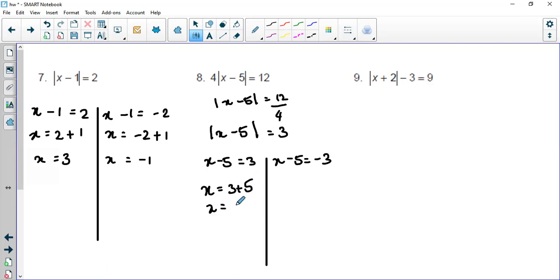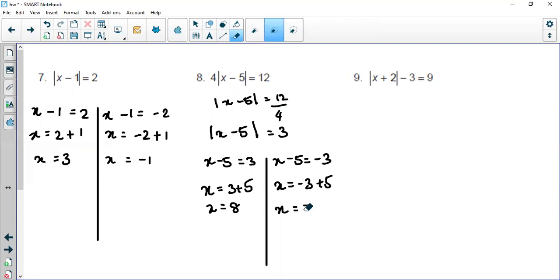So one is going to be x is equal to 8. And on the other side, it's going to be negative 3 plus 5. X is going to be equal to... not negative, it's going to be positive 2. Why did I say it's negative? It's minus 3 plus 5, right? So it's going to be 2. X is equal to 2. Okay, so one is x is equal to 8 and one is x is equal to 2.